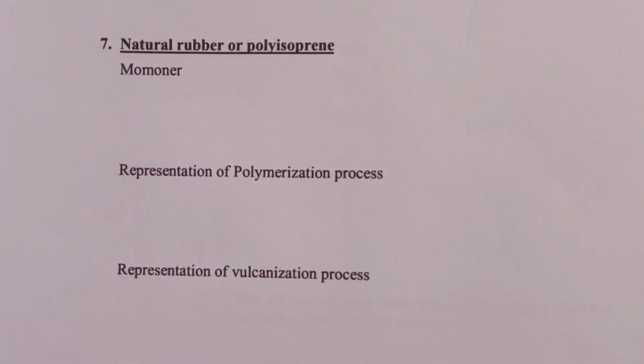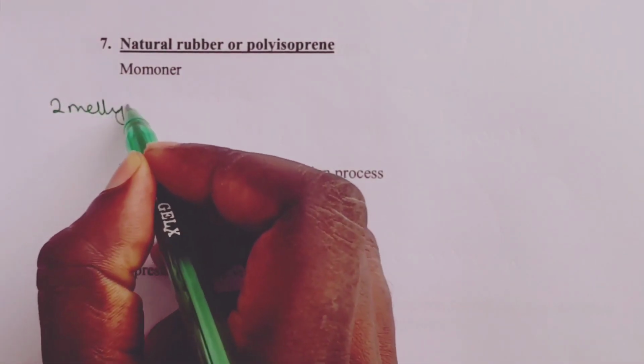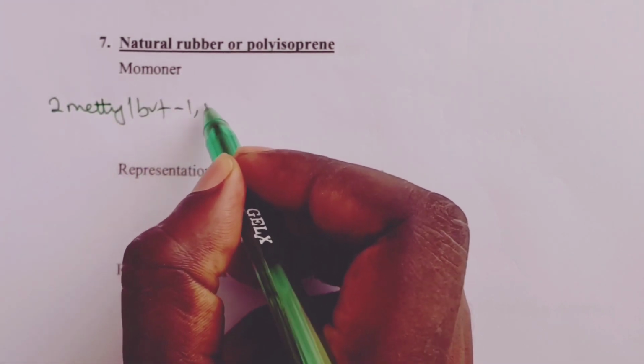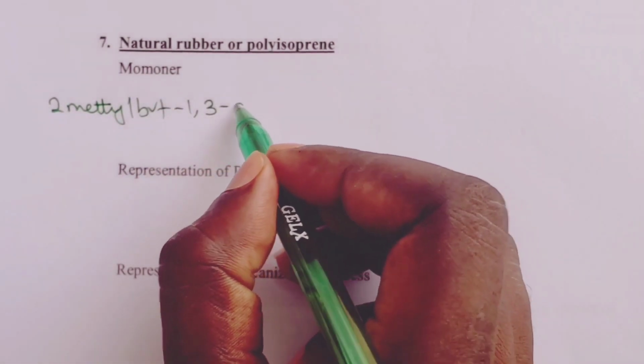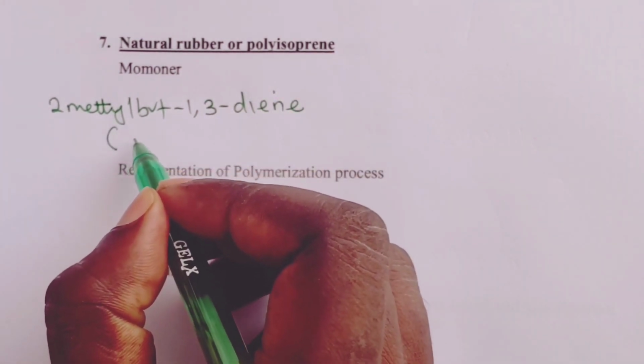Our seventh polymer we want to discuss is natural rubber with the name polyisoprene. The monomer is 2-methylbuta-1,3-diene, which we call isoprene.